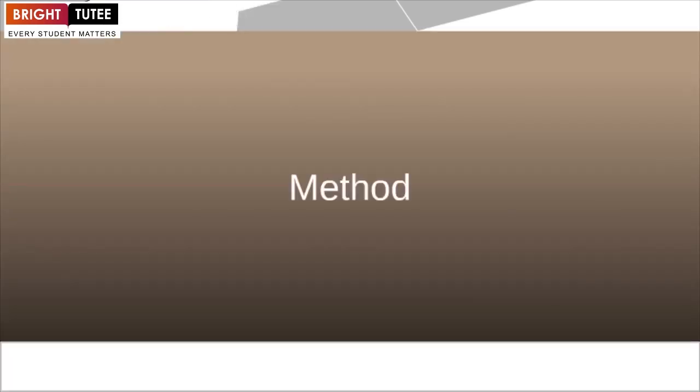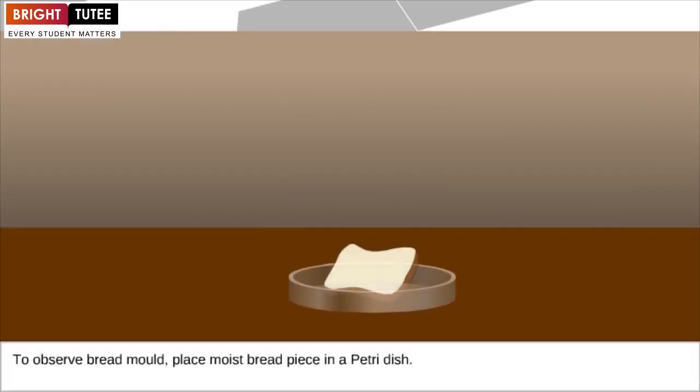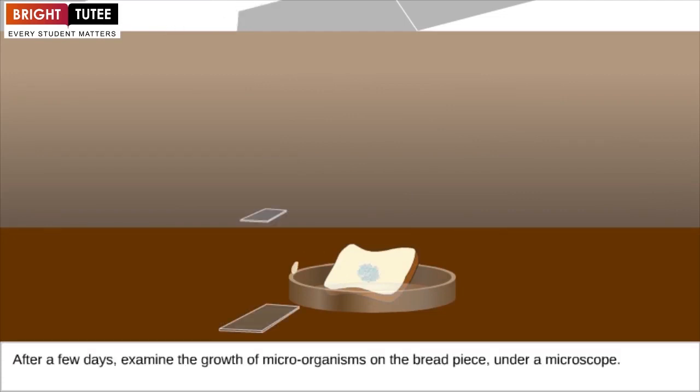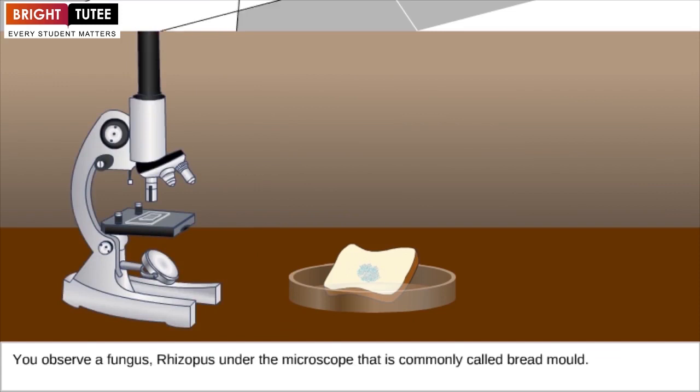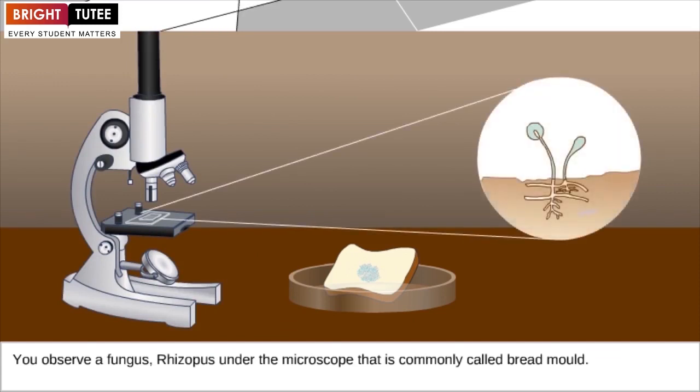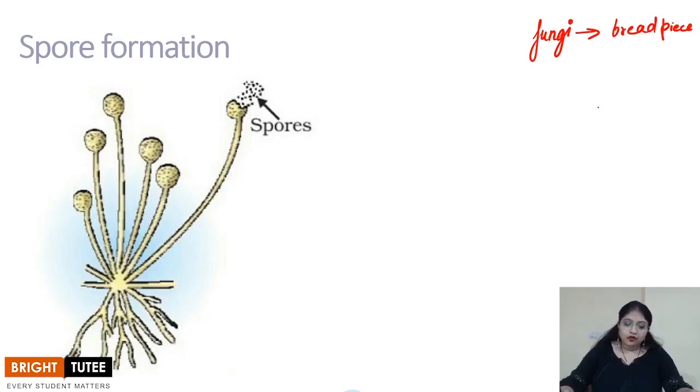Method: to observe bread mold, place a moist bread piece in a petri dish. After a few days, examine the growth of microorganisms on the bread piece under a microscope. You observe a fungus, Rhizopus, under the microscope, which is commonly called bread mold. So you might wonder, from where do these fungi actually come on that bread piece, right?